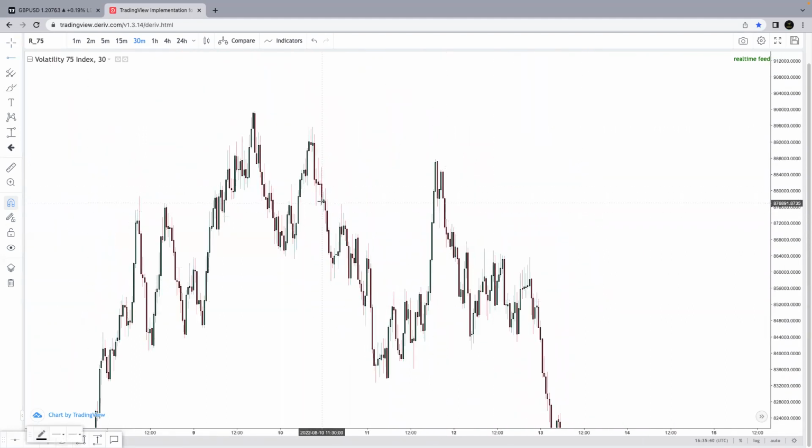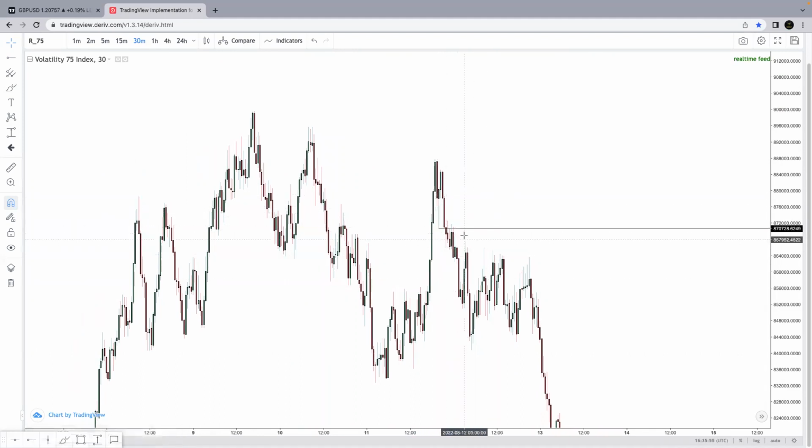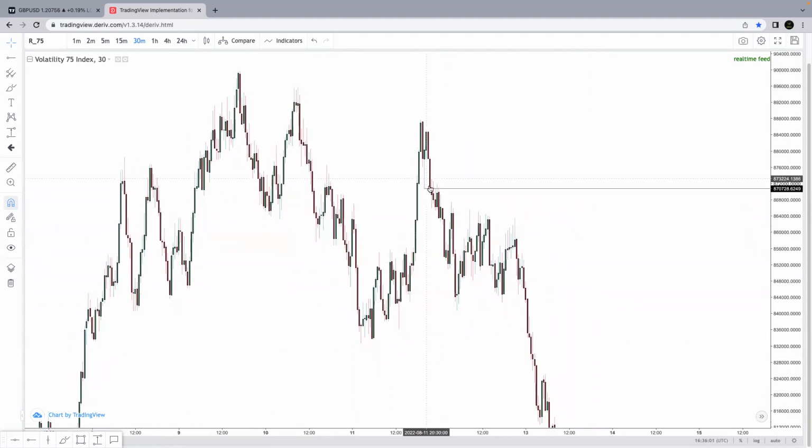Also, right here we have an example. We broke structure, and after breaking structure, we came to respect the same structure we broke. Also, right here, we broke structure and we came back to respect the same structure we broke. That's when we made some more lows on the downside.